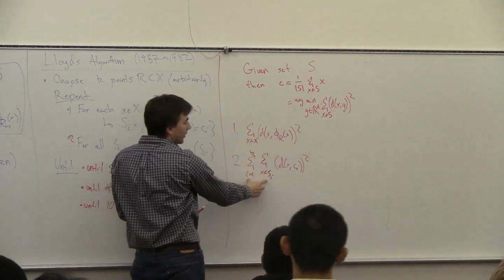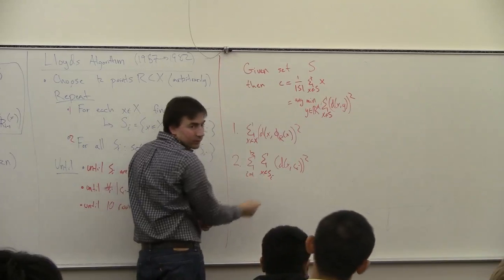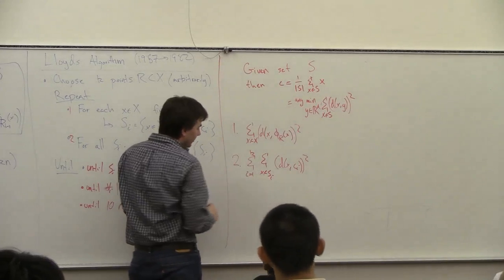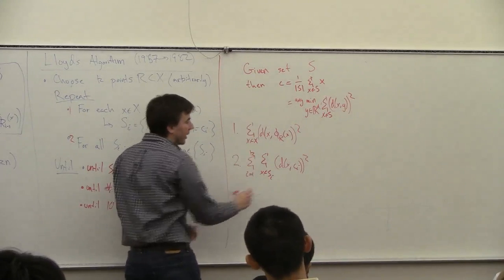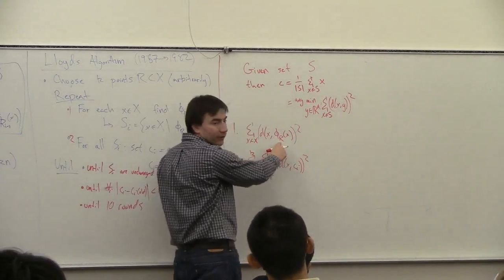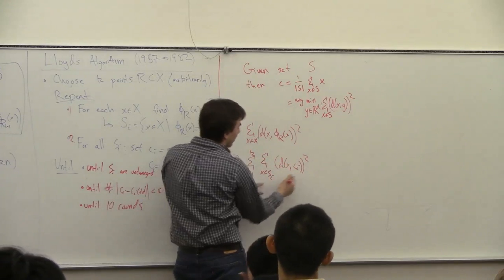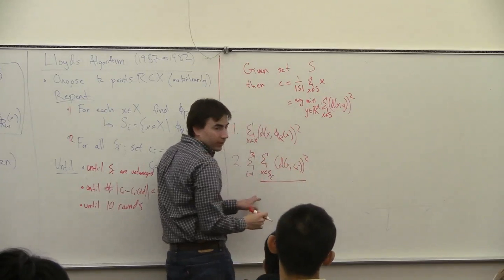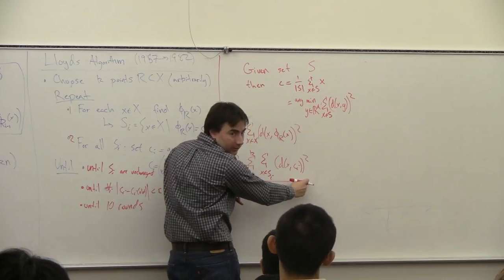This is just breaking the sum up into two parts. I'm still summing each point once in the sum here. And so this is still the same. These are equivalent cost functions. And the c_i was the phi of r in this case. But now I can pick the c_i to minimize each of these terms. And if each of these terms is decreasing, then this whole sum is decreasing.